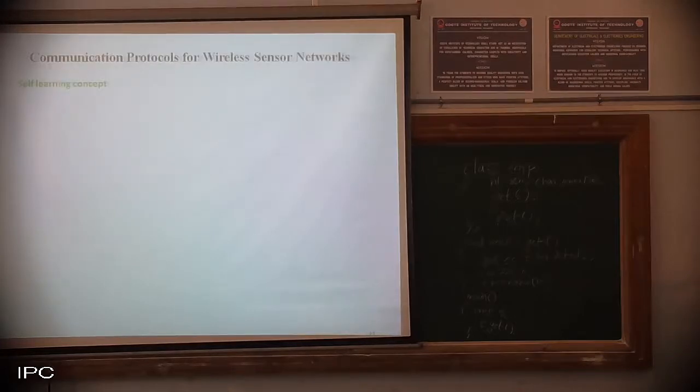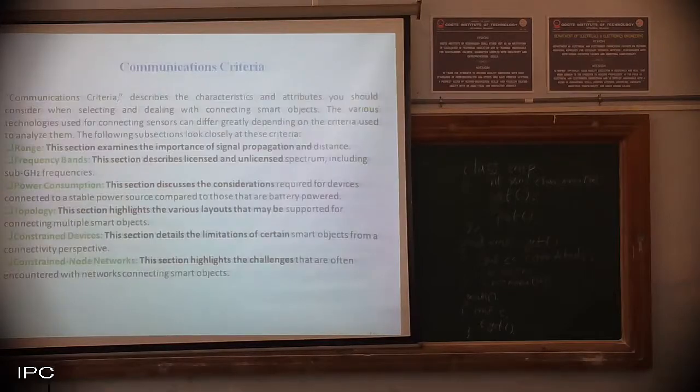Okay, and then the communication protocols of wireless sensor network. So this is the self-learning content, and these materials are already shared, so you can go through these protocols. Okay, and then communication criteria. Coming to communication criteria, it is already mentioned here.